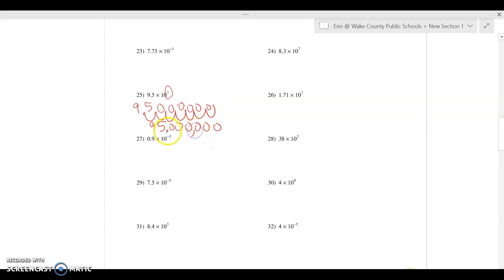Go ahead and rewrite it. You can put the decimal at the end if you wish. Get those commas in there. It makes it really easy to check if you needed to.